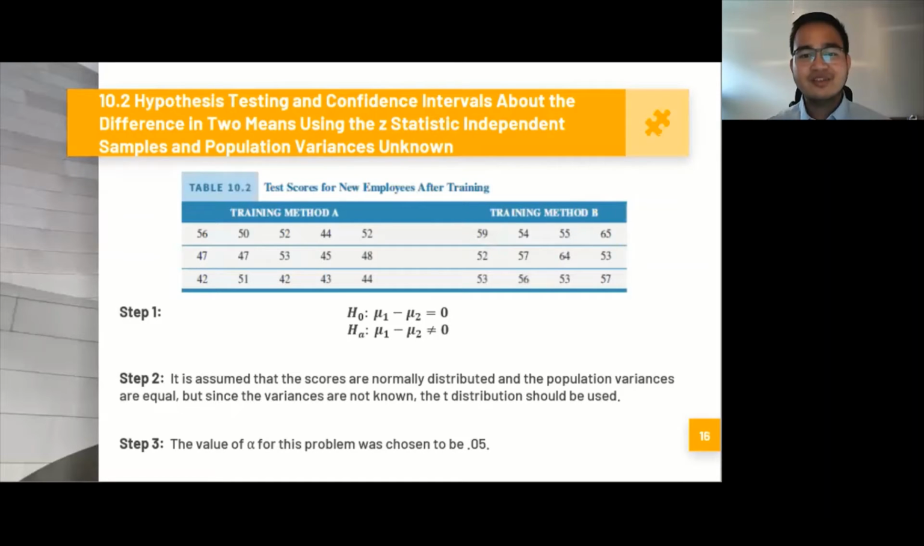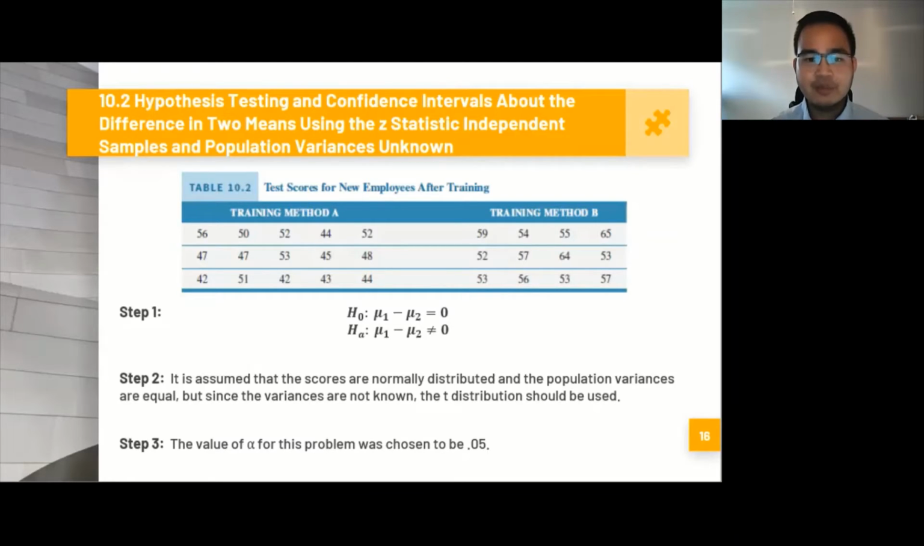The test scores are presented in table 10.2, which are the scores for training method A and training method B. So let's start on a step-by-step procedure to properly substantiate our example. In step one, the hypotheses for the test are presented. And since there are two hypotheses, this is a two-tailed test. Step two is the assumption that the scores are normally distributed and the population variances are equal. But since the variances are not known, the t distribution should be used.